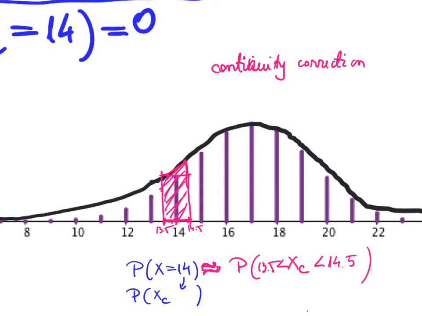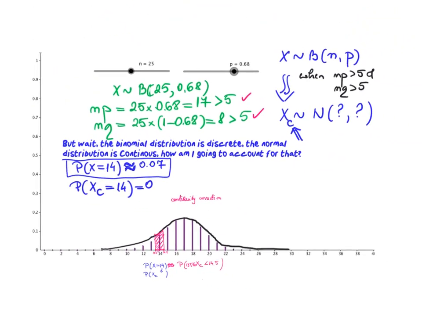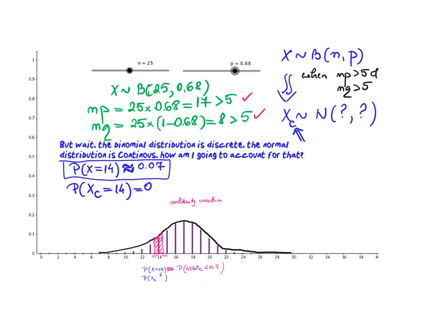You might remember from the previous lesson that it doesn't matter if we put less or equal or less than, because the probability at a point on a continuous distribution is 0, as we mentioned before. So when we want to estimate cumulative probabilities on a binomial distribution, we can look at whether these conditions are met to see if we can estimate this distribution by a normal distribution. And when we want to estimate probabilities on a binomial distribution, we estimate them using the continuity correction. There is only one question left.